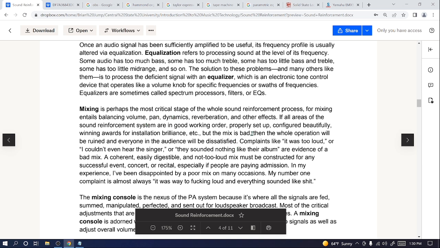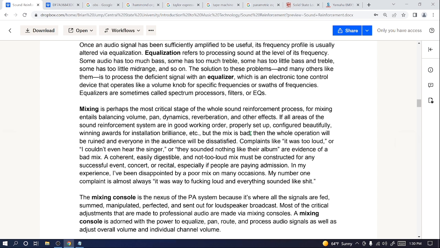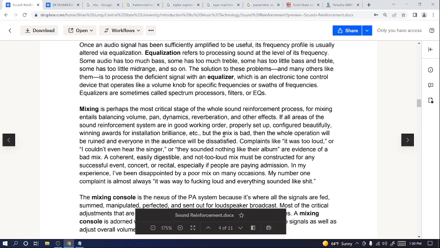Okay, this is probably the most difficult. These other aspects are sort of nuts and bolts, but there are many bad mixes. You guys maybe don't have as much experience going to shows as I do. I've been doing it for many years. But, you know, there's a lot of complaints that you're going to encounter.